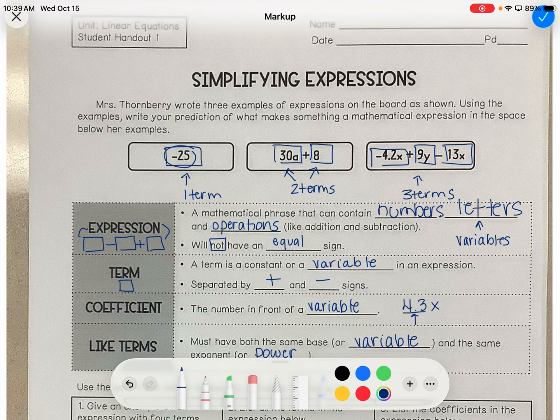Mrs. Thornberry wrote 3 examples of expressions on the board. Using examples, write your prediction of what makes something a mathematical expression. So with the vocabulary I gave you, what makes something an expression? Rory, yes. Addition, subtraction. What else? Yes, Zach. Numbers and letters. Numbers, letters, and addition or subtraction.